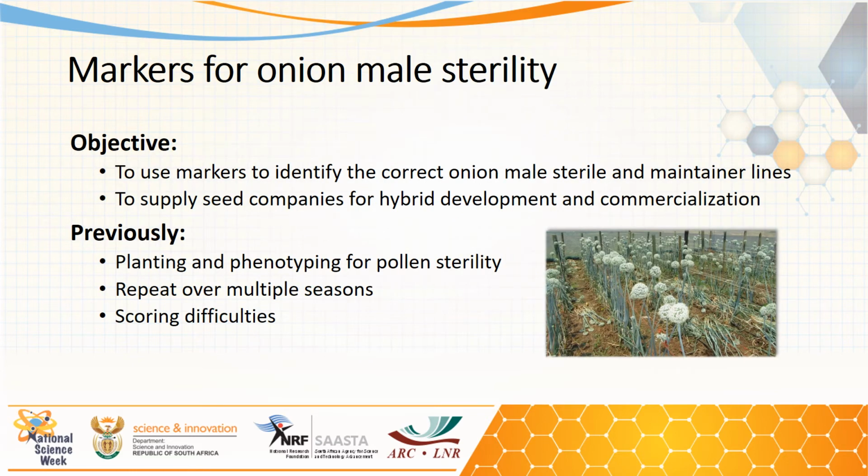For the first example, the objective is to use markers to identify the correct onion male sterile and maintainer lines to supply to seed companies for hybrid development and commercialization. To determine the male sterility of onion parent lines previously, they had to be planted and grown before they could be checked for pollen sterility. This had to be repeated over multiple seasons for accuracy, and there were many difficulties experienced during scoring.